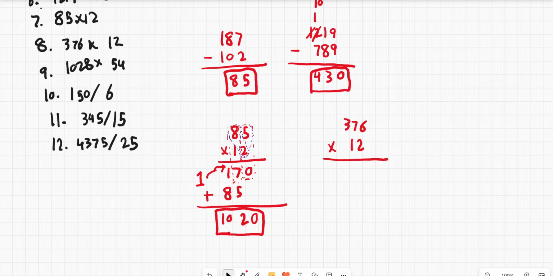Okay? So 6 times 2 is 12, but we can only write down the 2 because we cannot write down the 10th digit. So carry that 1 to the 7 times 2, which is 14, and then add that 1 to the 14, which is 15, but we can only write down the 5. This means we carry that 1 to the next operation. 3 times 2 is equal to 6, plus 1 is 7.